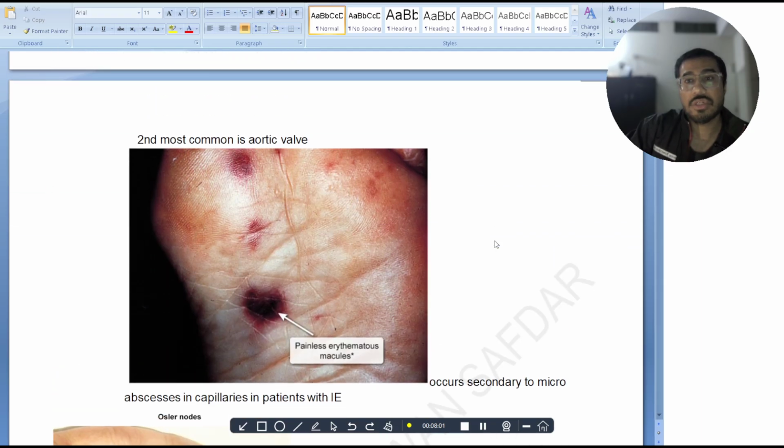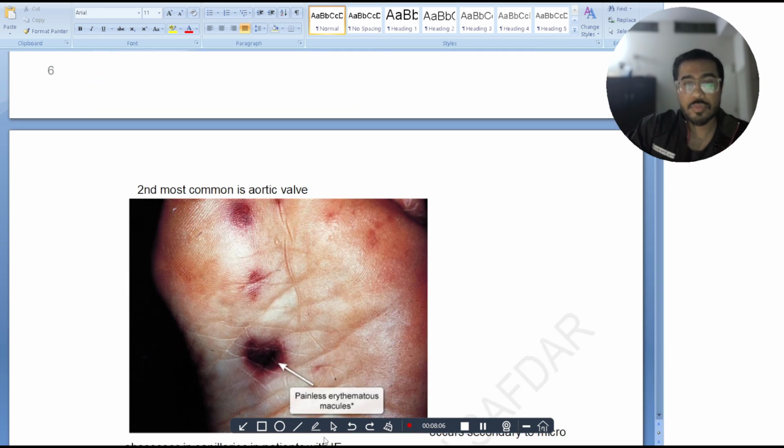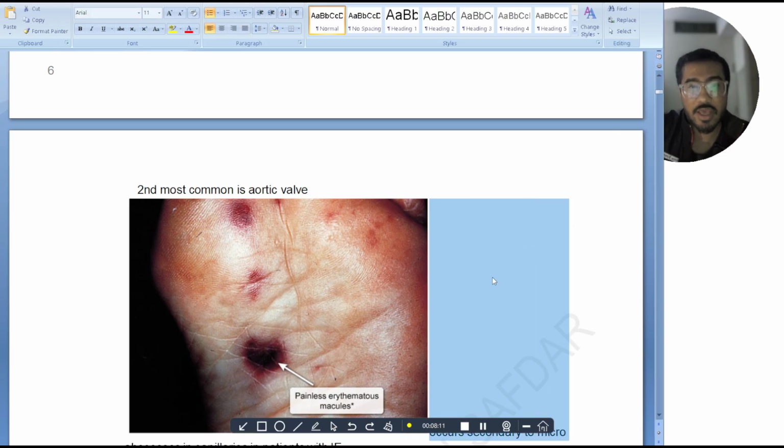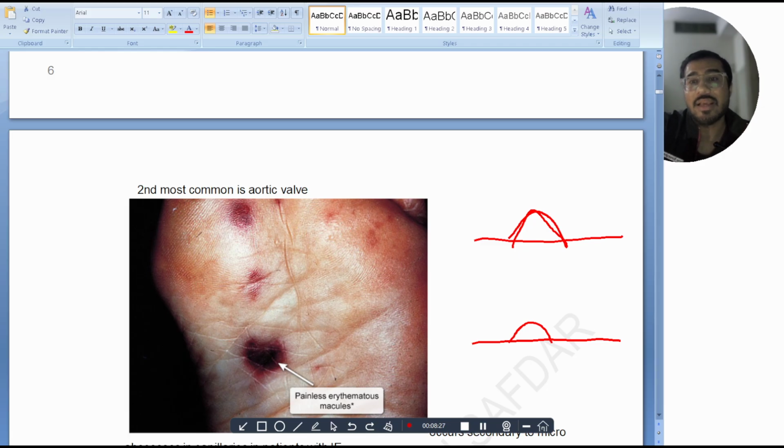Now we'll also discuss what is a nodule and what is a pustule. So a nodule is basically, if this is the level of the skin, a nodule is a markedly raised lesion. This is a nodule. It is markedly raised and it has a rubbery consistency to it. And what is a pustule? Pustule also looks like a nodule, but it is filled with pus.